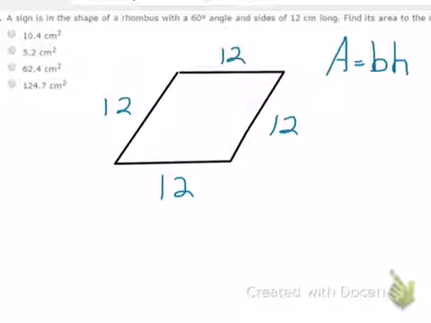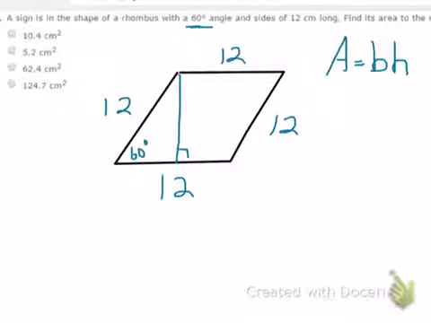Now, one of the things that throws students off is that they don't see the relationship of a rhombus to the special right triangles. Well, the key is that we're told that one of the angles of this rhombus is 60 degrees. So this angle is 60 degrees, and we're going to use that fact to find what we're missing. We're missing the height of our rhombus.